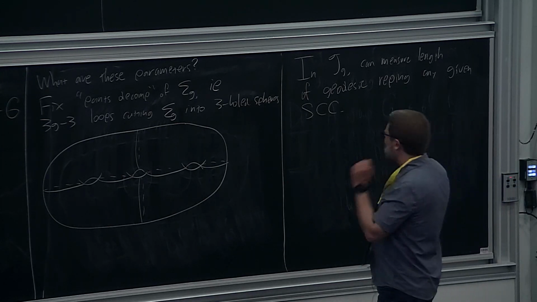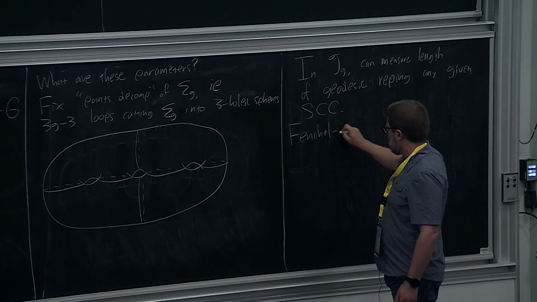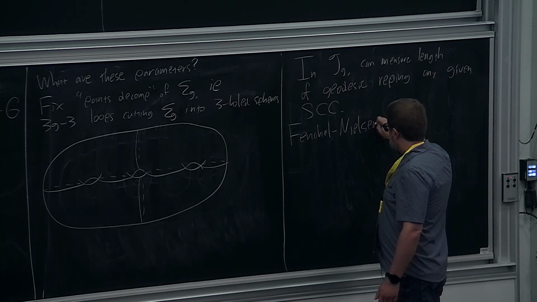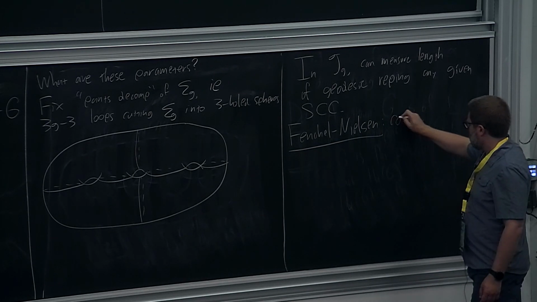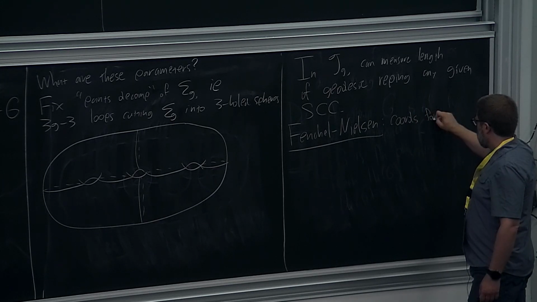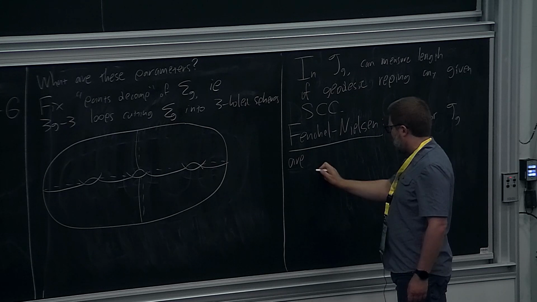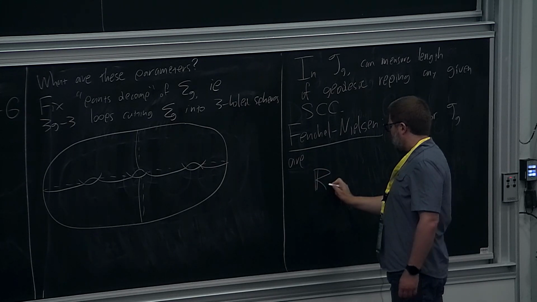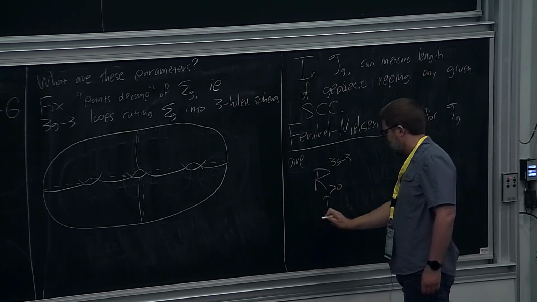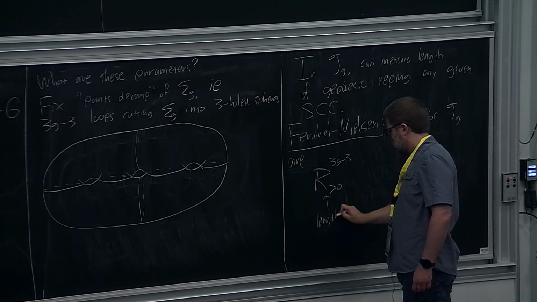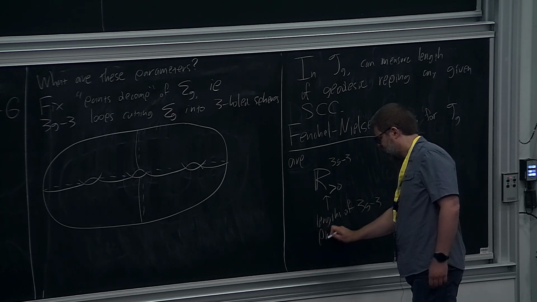And so what Fenchel-Nielsen shows is that, in fact, the coordinates for TG are, so first we're going to have positive numbers, 3G minus 3. These are the lengths of the 3G minus 3 pants curves.